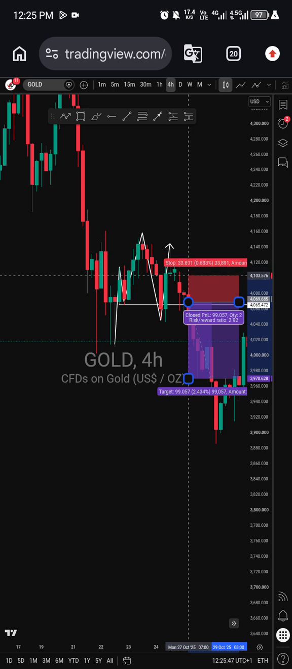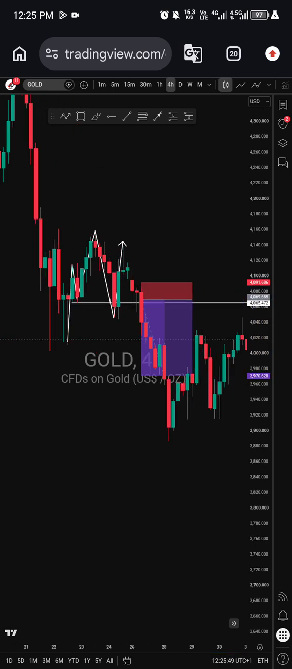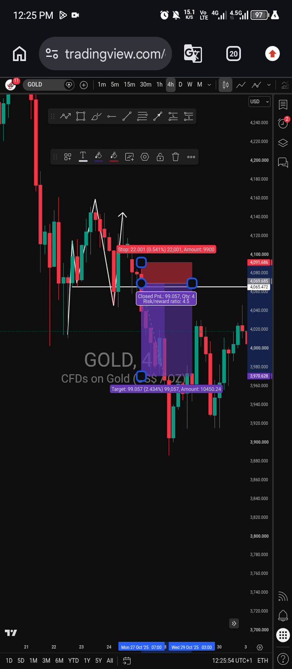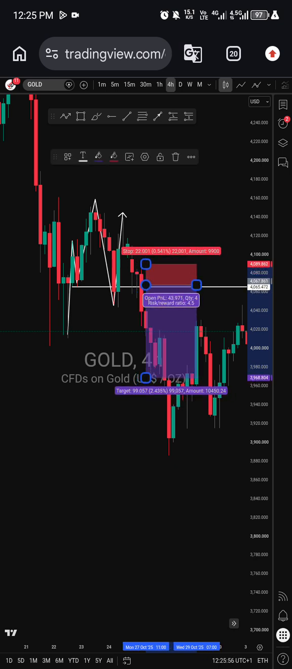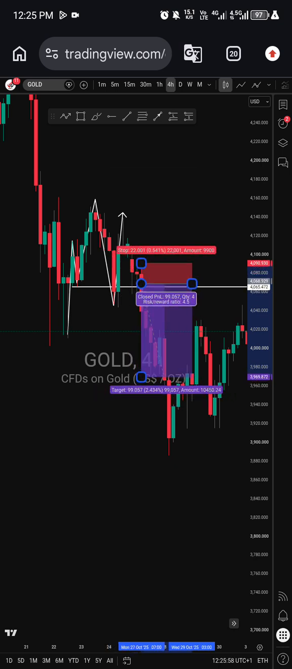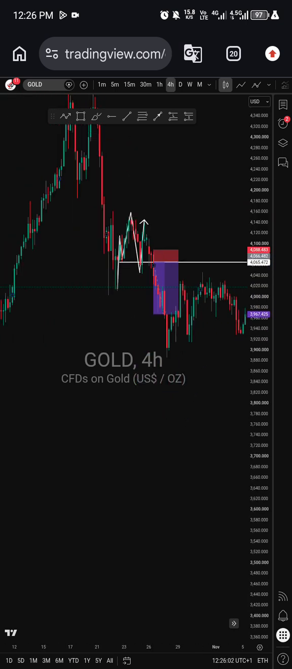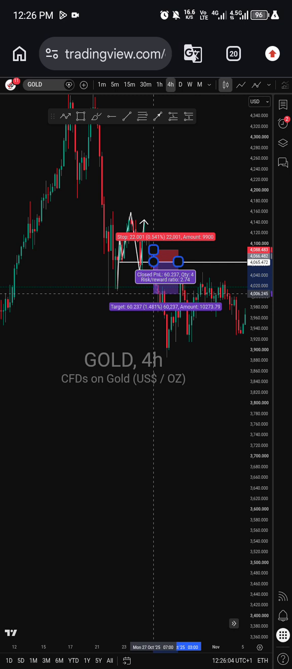There is a pullback that happened here on the 1 hour. So if I'm to put my SL, I'll put it here. And then maybe first TP will be here.